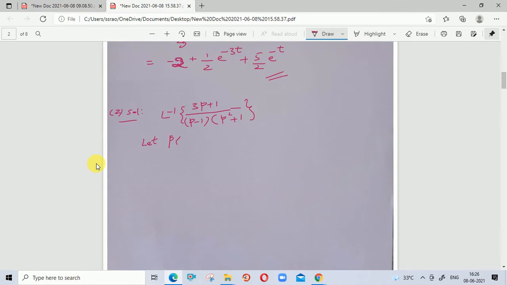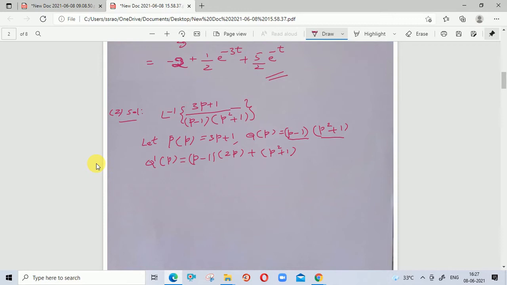P of p is equal to 3p plus 1 and Q of p is equal to p minus 1 into p square plus 1. Okay, so now Q dash of p is equal to, here let us apply the uv formula. Okay, take this as u and this as v. Applying the uv formula, u into d by dp of p square plus 1, that is 2p, plus v, that is p square plus 1, next d by dp of p minus 1 is 1.